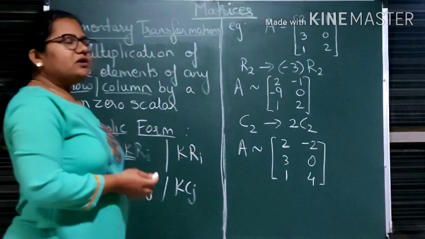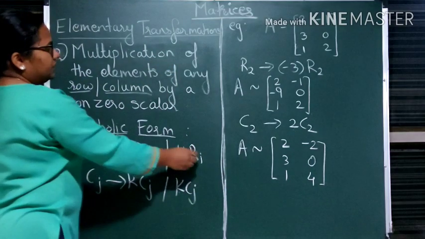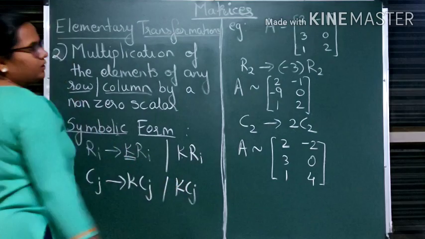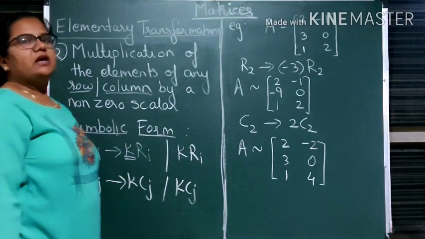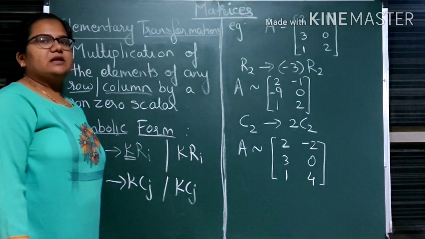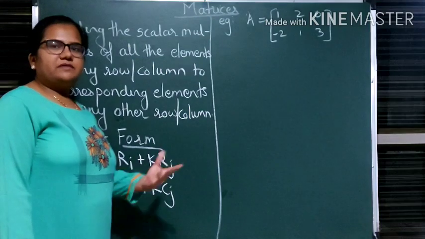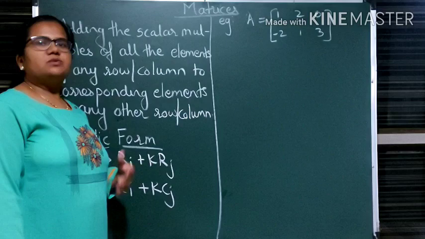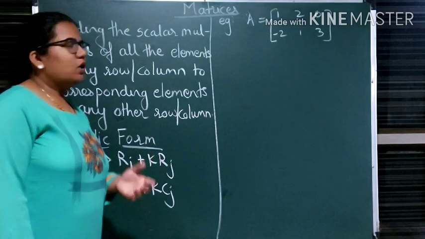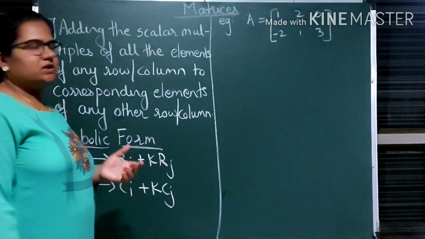So you can take any non-zero scalar and you can multiply to the elements of any row, or you can multiply to the elements of any column. So this is your second elementary transformation. Now already we have seen two elementary transformations. Let us move to the third elementary transformation. What does the third elementary transformation tell us?